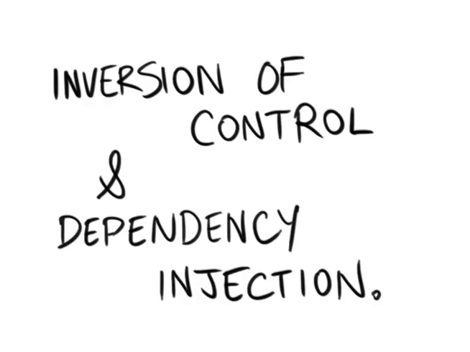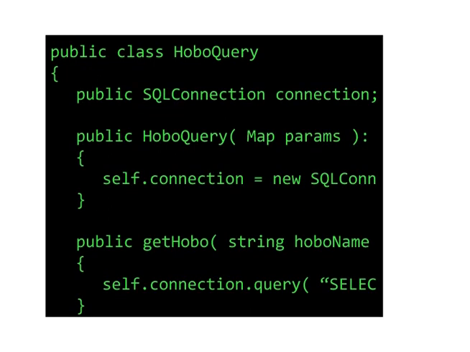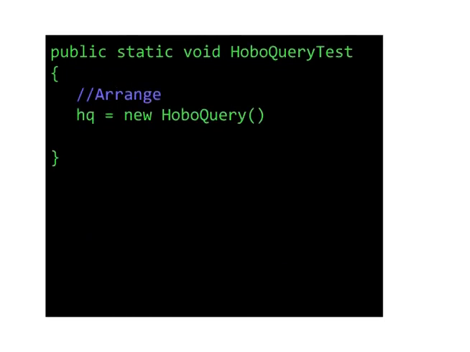Inversion of control and dependency injection. Let's imagine that you have code that executes queries against a database, and you want to test that code. Traditionally, you might have code to include your SQL library, instantiate a connection, and make the queries. But then, how do you test this without an active SQL connection?